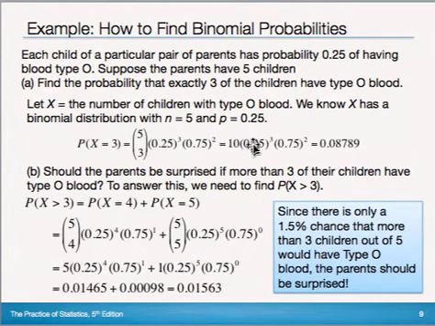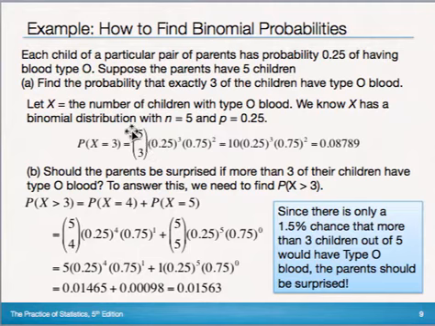Okay, so here we have an example, the type O blood, and when we would plug this into the calculator, we would enter in binomial CDF, we would enter 5 for the number of trials, we would enter 0.25 for the probability of blood type O, and we'd say, let's say 3 as the number of successes if we want to find out the probability that 3 of the children will have type O blood.